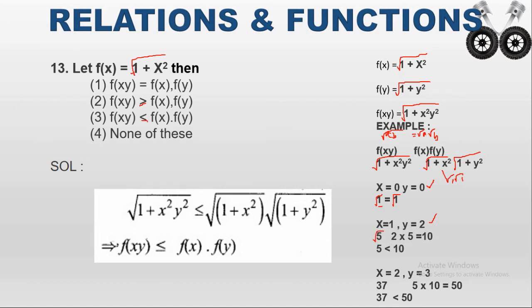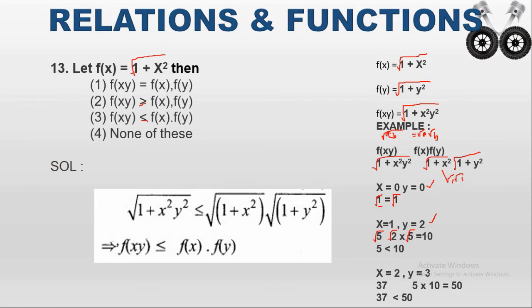LHS value is square root of 5. In RHS, 1 plus x square, that is 1 plus 1, we will get the answer as square root of 2. Then 1 plus y square, that is 1 plus 2 square. 2 square value is 4. So 1 plus 4 is 5. So we get the answer as square root of 5.